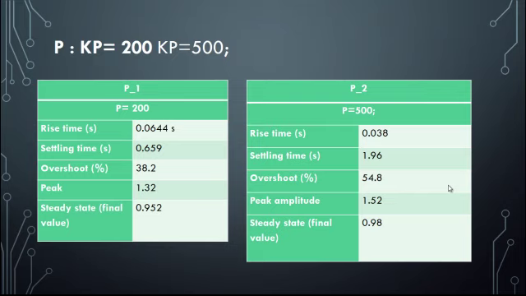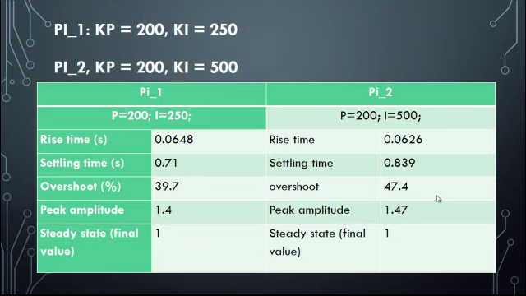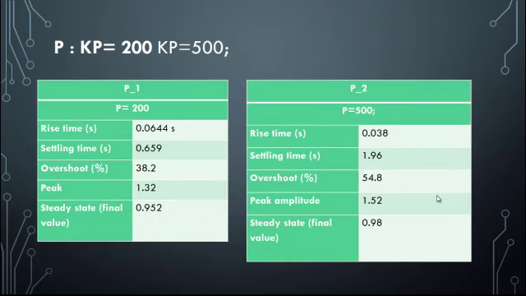Increasing the proportional gain Kp, the system steady state error decreases, as shown in table 1 and table 2. The steady state for table 1 is 0.952 and for the other one 0.98. This provides a larger peak amplitude and more overshoot for the system: for Kp 200 the overshoot is 38.2 and for Kp 500 the overshoot is 54.8.